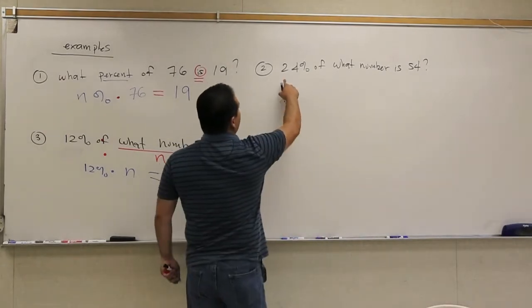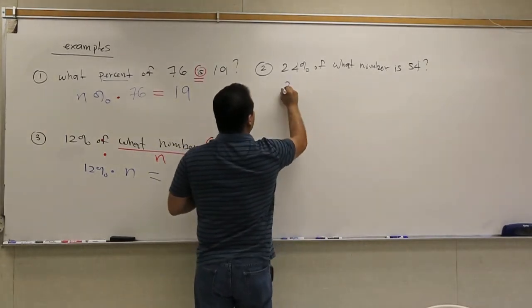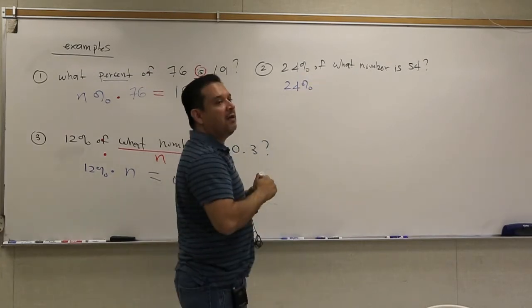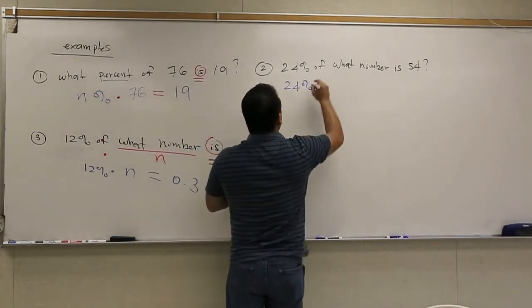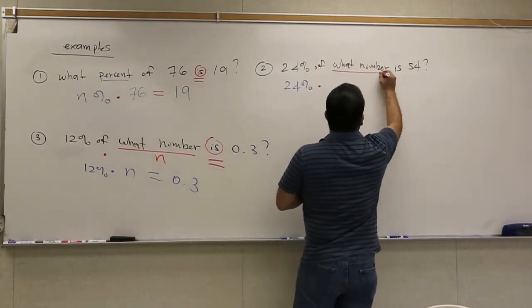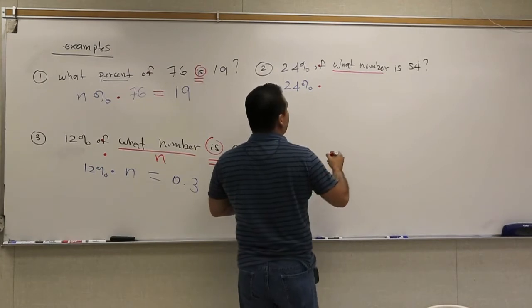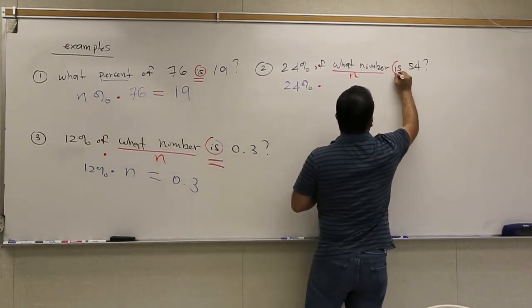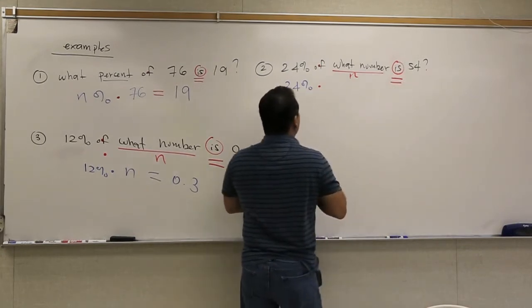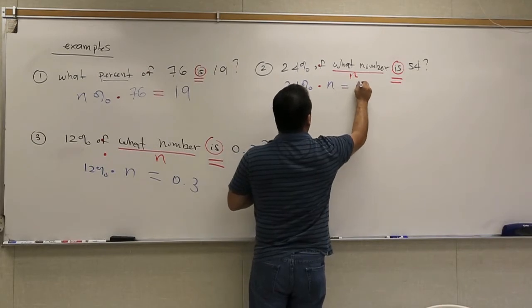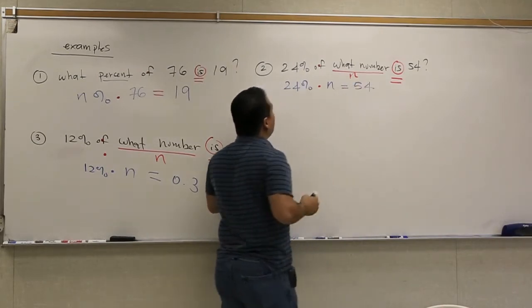Okay, so let's see. What does it say? 24%. I know what that looks like. It's 24%. What does "of" mean? Times. So there's times. And then you got the phrase "what number?" Do you know the number? Good. We're going to put that as an n. What does "is" mean? Equals. Notice, you got n, and that equals what? 54.